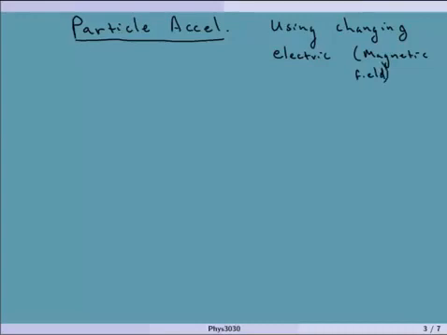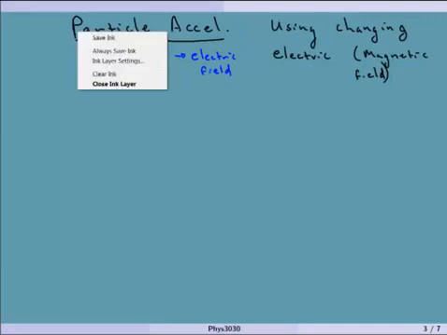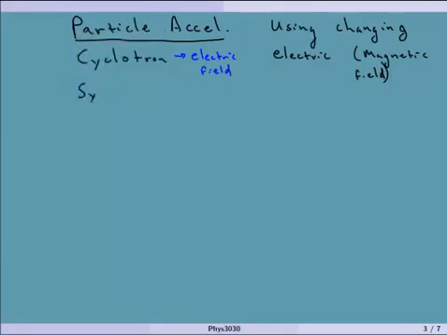And there are different names and different types of particle accelerators. A cyclotron is only an electric field. A synchrotron is both an electric field and a magnetic field. And there are other different types of particle accelerators. I don't want to talk too much about the details of how those exactly work.